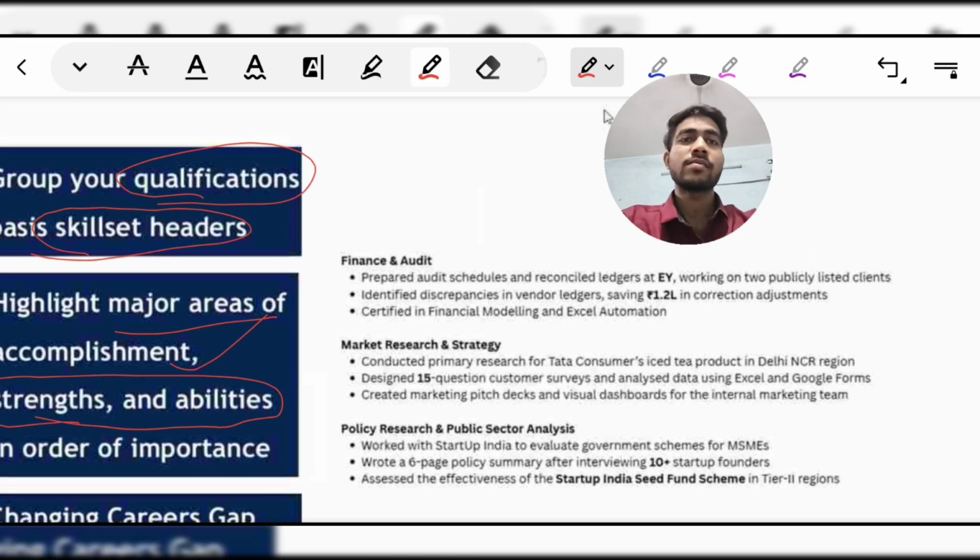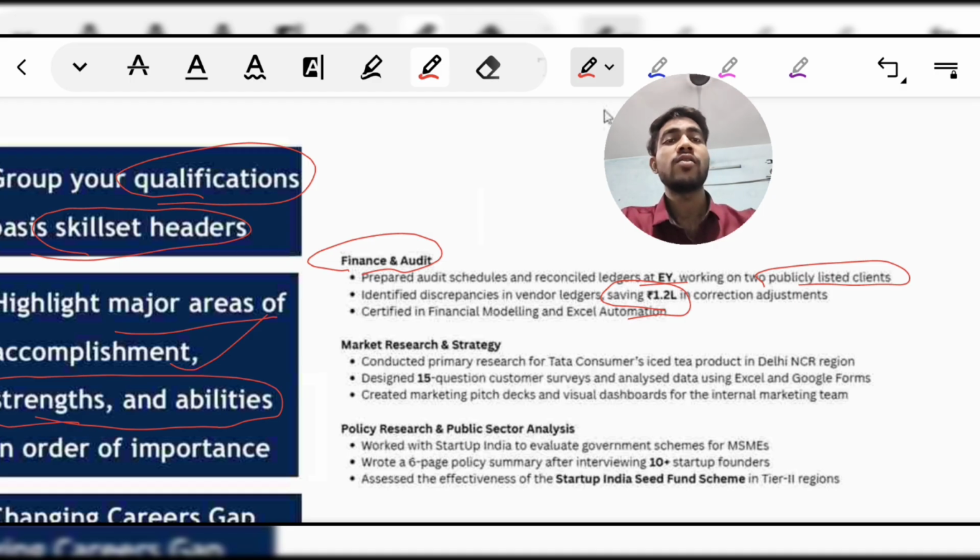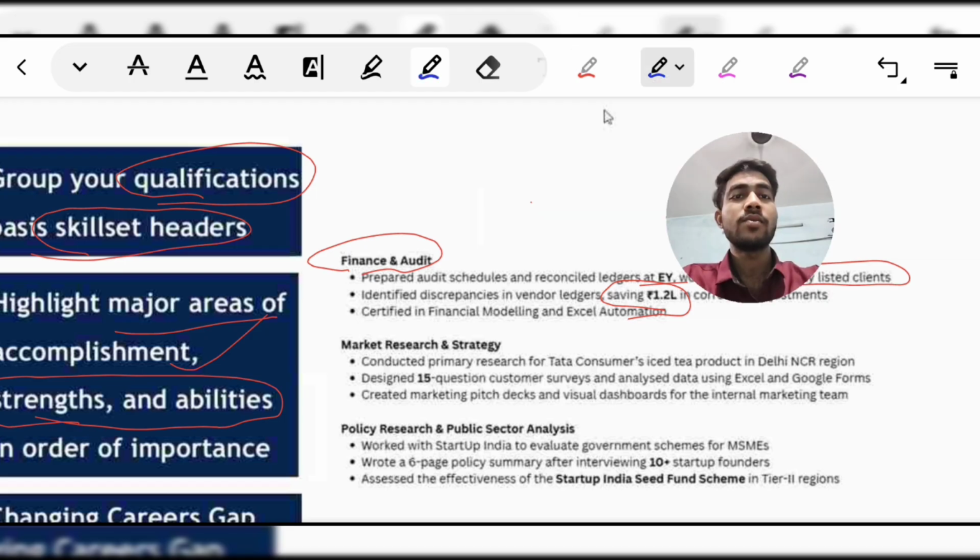Suppose some candidate is working in finance and audit as an intern. They write in the descriptions, like, the city vertical at EY, working with a publicly listed company, identified discrepancies as 1.2 lakh correction adjustment during the entire internship, and certified in financial modeling and Excel automation. They also mention numbers about the work.